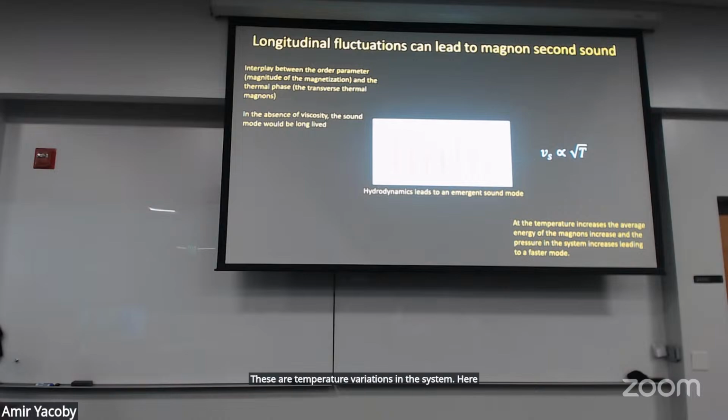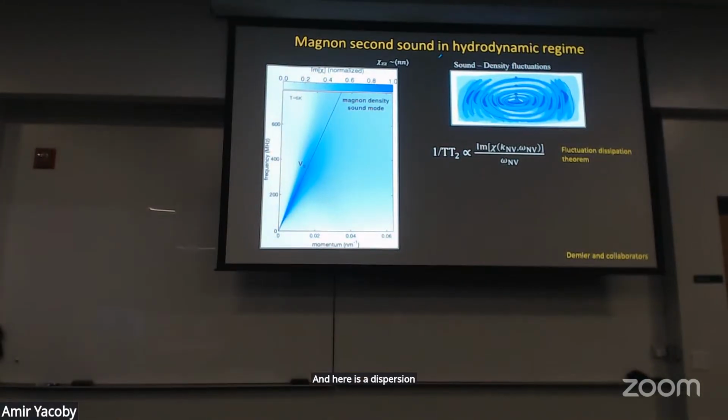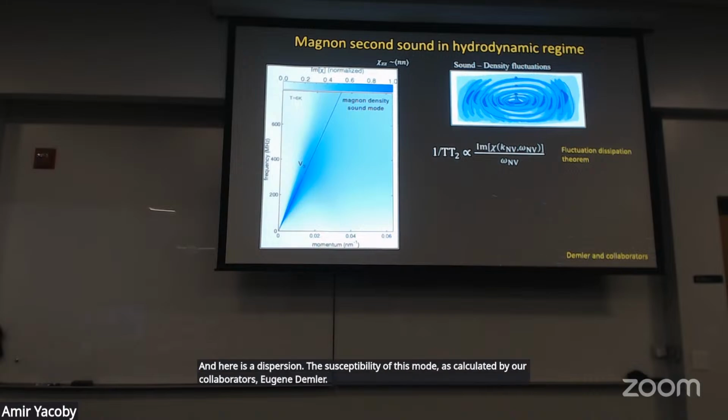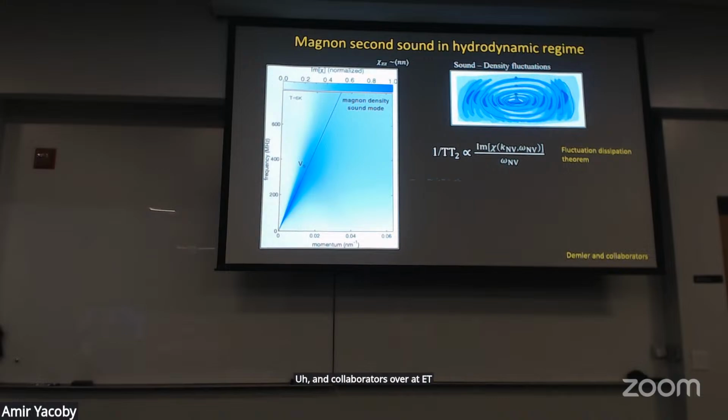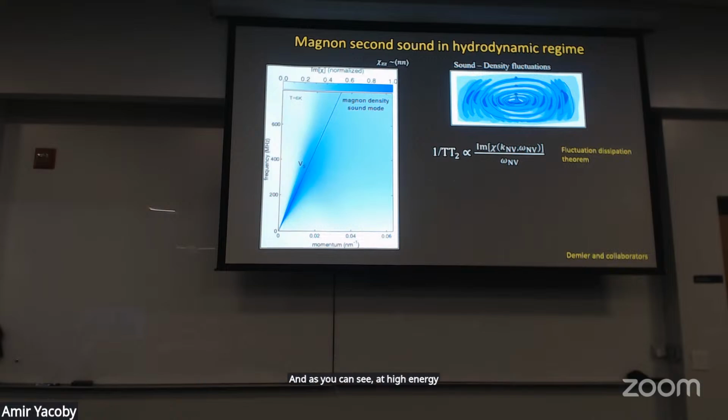Here the temperature is high. I have a lot of excitations and magnetization is small. Here temperature is low. Small number of excitations, magnetization is high. And this thing is a coherent mode now that propagates across the sample. And here is a dispersion, the susceptibility of this mode as calculated by our collaborators, Eugene Demler and collaborators at ETH. And you see that as we pull down to low energy and low momentum, this mode becomes narrow and well-defined. And as you can see at high energy, high momentum, it is very broad, and that has to do with the viscosity of the system.